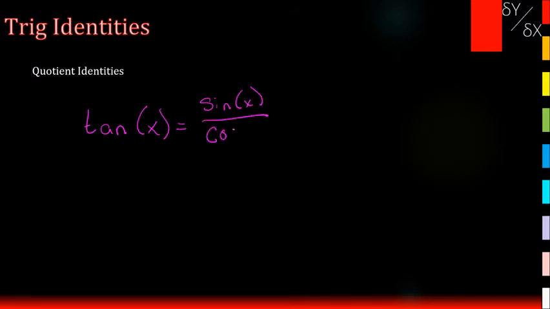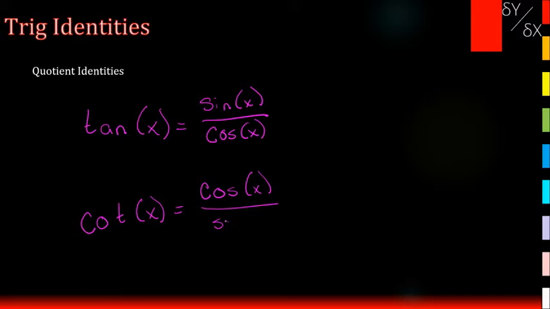over cosine of x. We also, thinking about our reciprocal identity, cotangent is the reciprocal of tangent. So that is going to imply that it's going to be the reciprocal of sine over cosine. So we flip that fraction over. Cosine of x over sine of x.